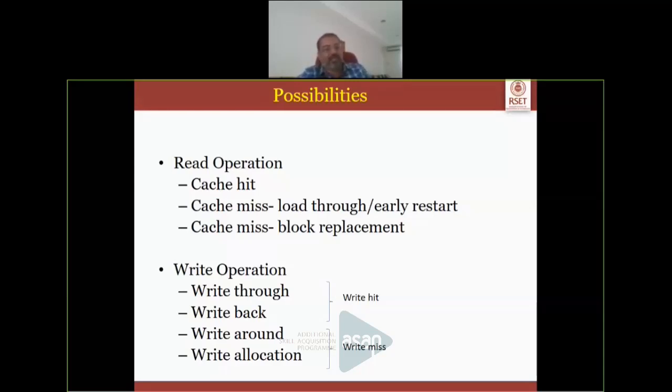So the read operation we have discussed. Cache hit is there, cache miss, two situations. If there is space, it will be loaded to the cache, and the processor accesses that information from the cache. If there is no space in the cache, something has to be removed, then it will be loaded, and the processor accesses that. Then what is happening with write operation?